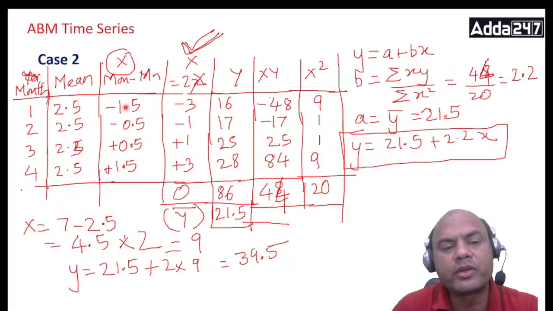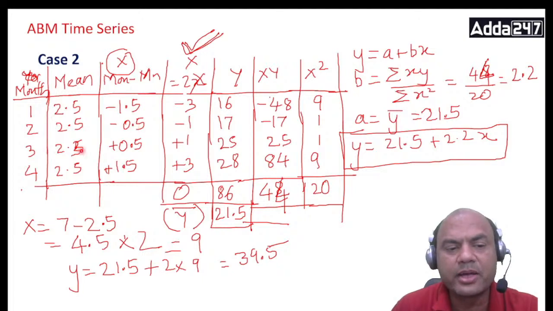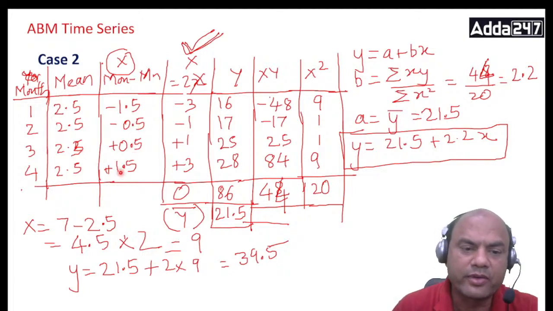1 minus 2.5 is minus 1.5. 2 minus 2.5 is minus 0.5. 3 minus 2.5 is plus 0.5, and plus 1.5.